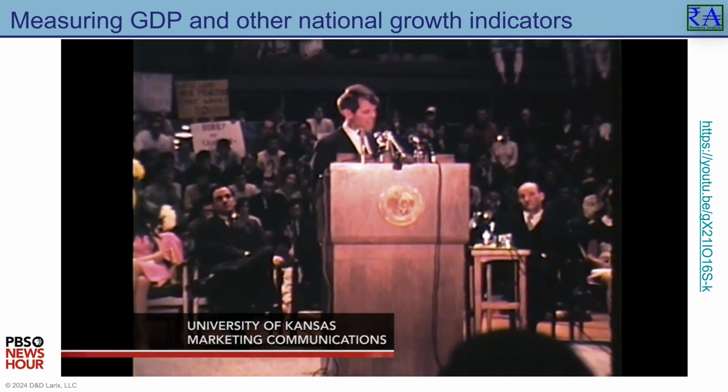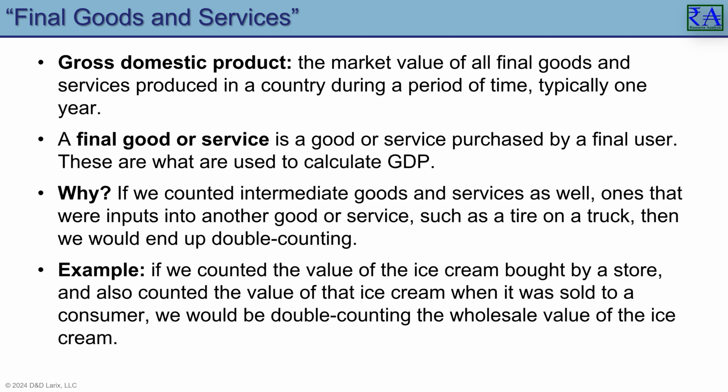If we include the value of intermediate goods and services in GDP, we would have double counting. For example, counting the value of ice cream when sold by a wholesaler to a store and also when sold to a consumer would result in double counting the wholesale value. Therefore, GDP includes only final goods and services produced during the indicated time period, excluding used goods.